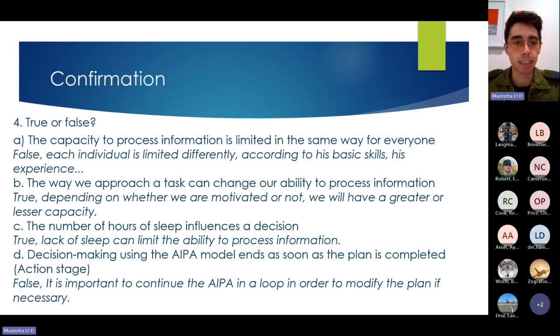Okay, true or false? The capacity to process information is limited in the same way for everyone. Yeah, very good. False. Everybody is going to be different, right? Everybody perceives things differently. Everyone has different experiences. So those are things to keep in mind. The way we approach a task can change our ability to process information. True or false?